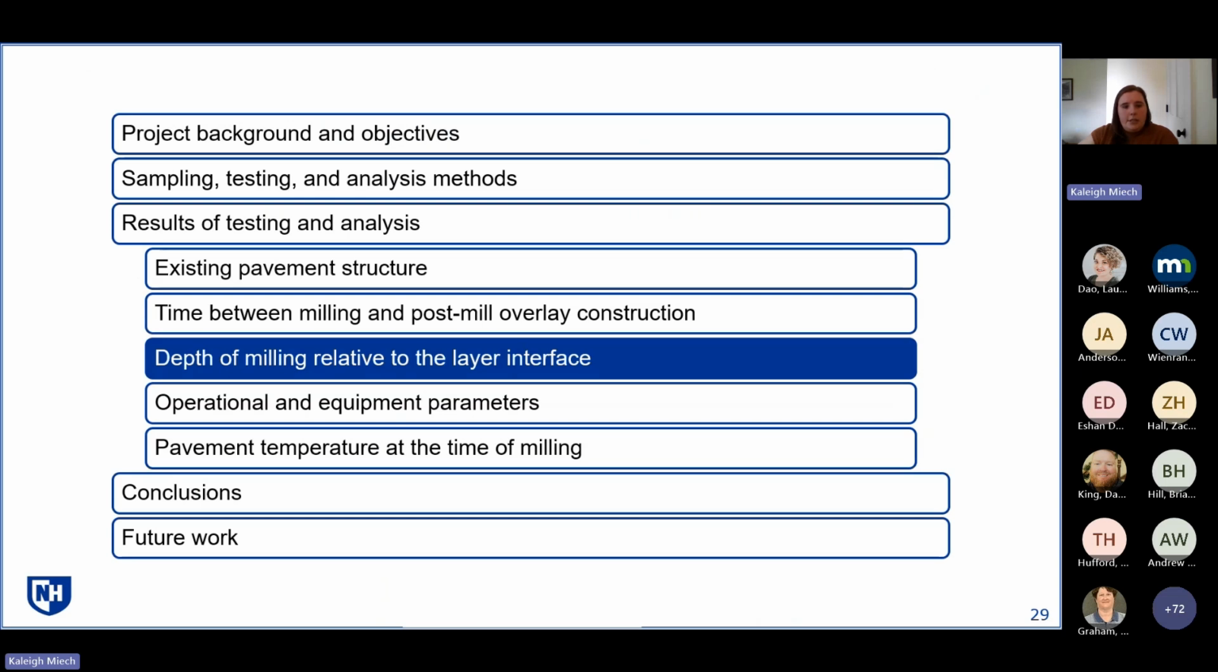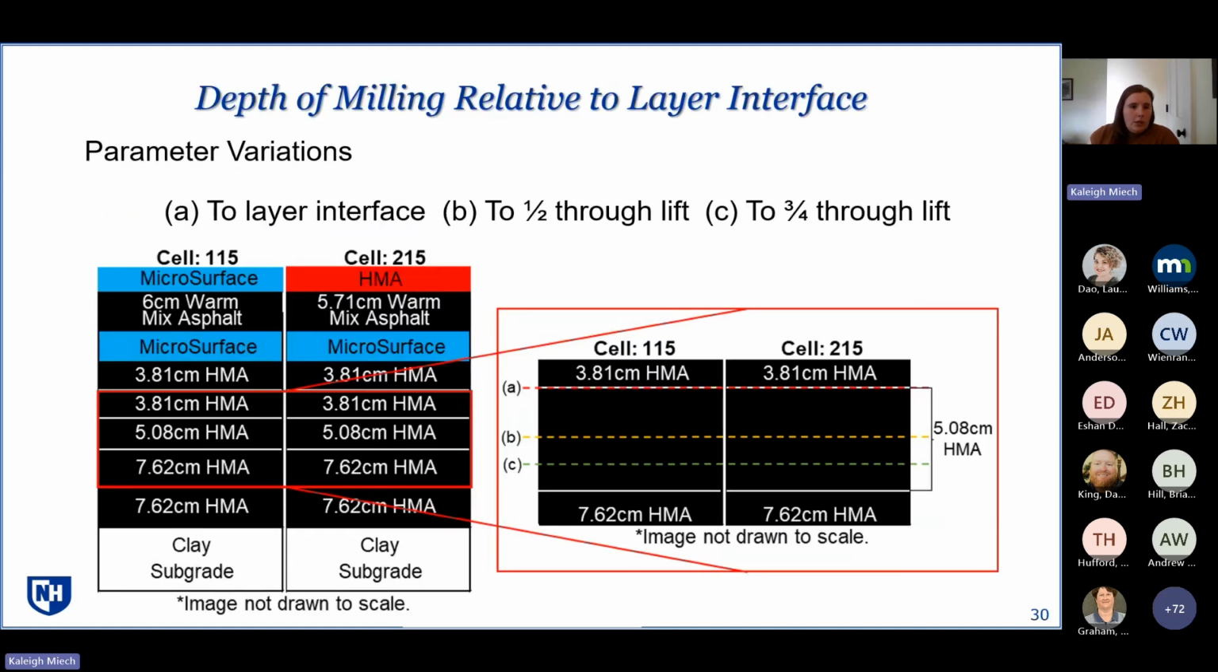The next parameter is the depth of milling relative to the layer interface. So we milled to 3 different depths. One was to the layer interface, the second was to halfway through the lift, and the third was to 3/4 of the way through the lift, which you can see correlating to lines A, B, and C in the schematic on the right.